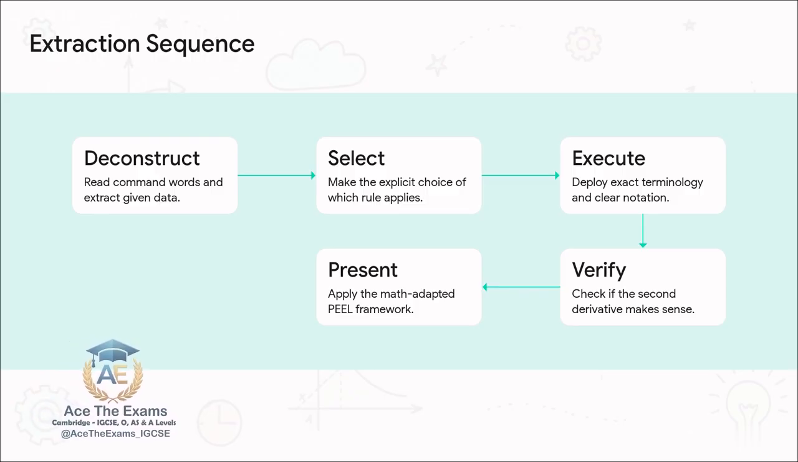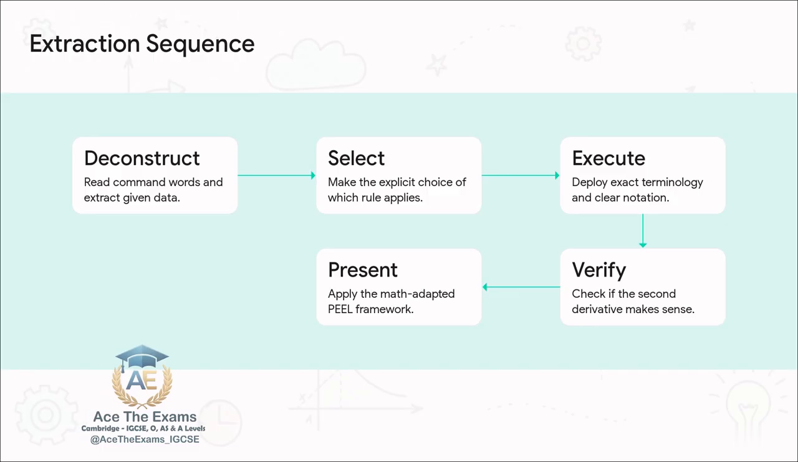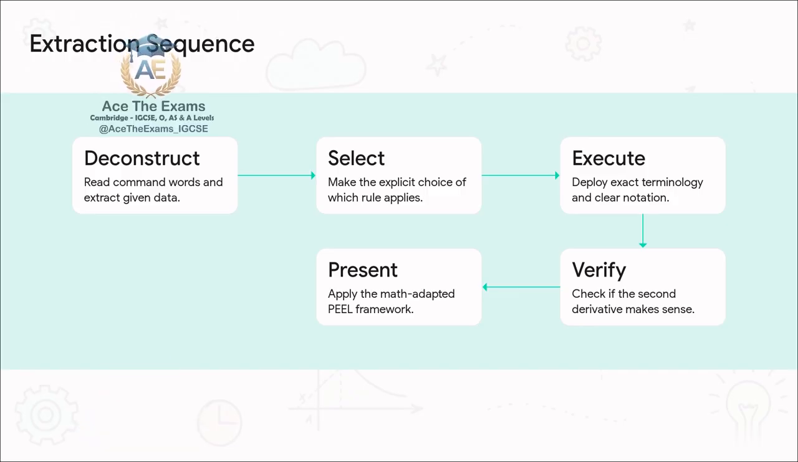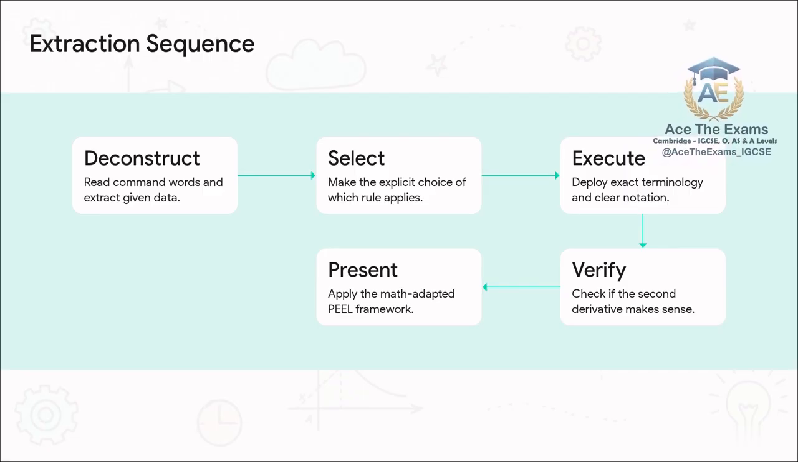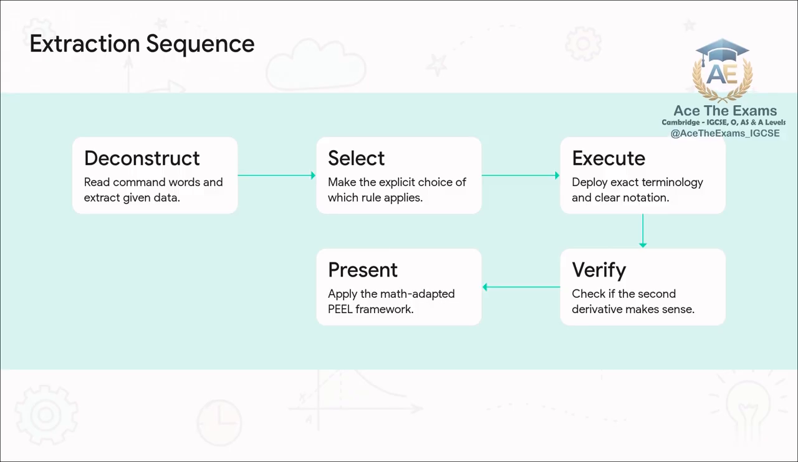Step 3, execute with clear notation. This is where you deploy the exact terminology we just covered. Clearly label your dy by dx. Do not just write an endless, confusing string of equal signs down the page. Step 4, verify reasonableness. This is huge. Does your second derivative actually make sense for the context of the problem? If you are claiming it's a minimum point, your d squared y by dx squared absolutely must evaluate to a positive number. Check it. Don't just guess.